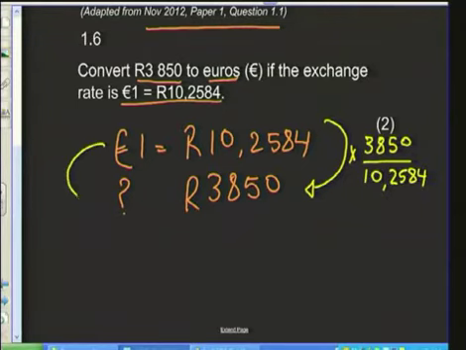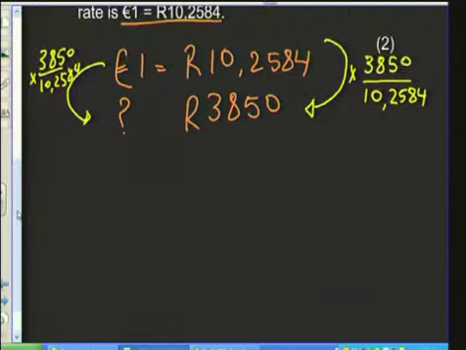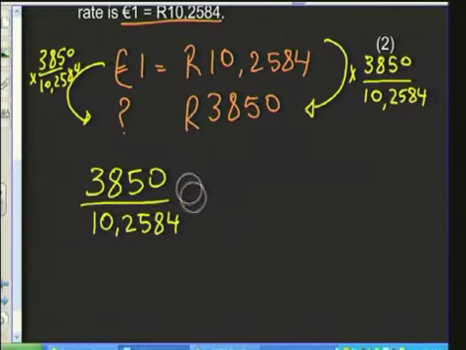And we're going to do the same thing on that side. We're going to times by the second number over the first, 2584. And we're going to rewrite this. So what does it actually mean? We've got 3,850 divided by 10,2584. And we're timesing that by 1. Now our 1 is irrelevant. We can leave our 1 off. And we get an answer for that.